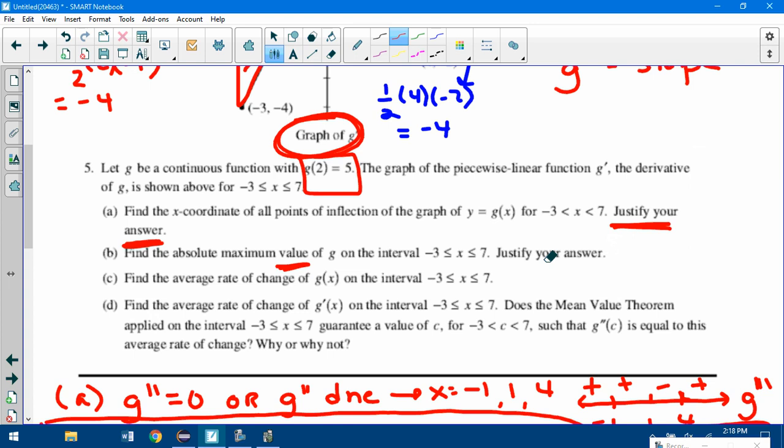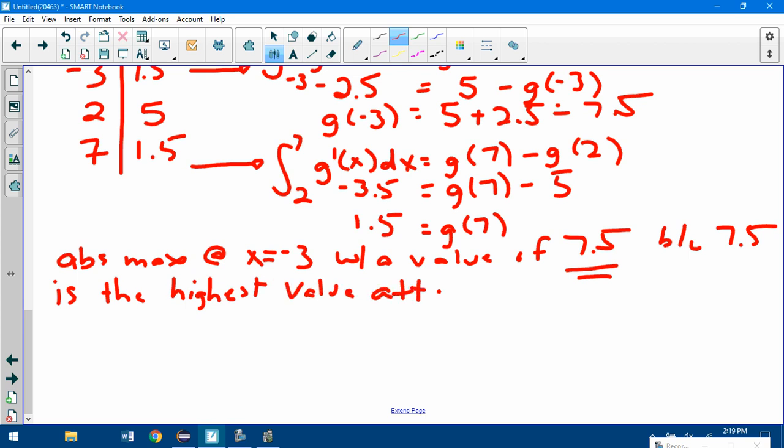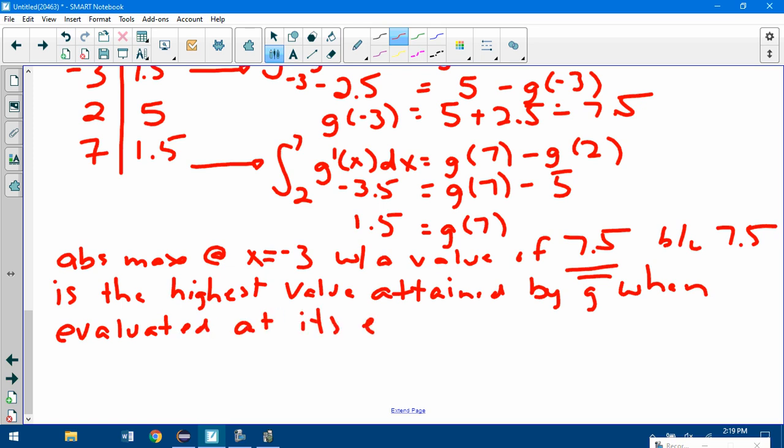And after all of that, you still have to justify. And what you would say is, because 7.5 is the highest value attained by g when evaluated at its endpoints and critical points.